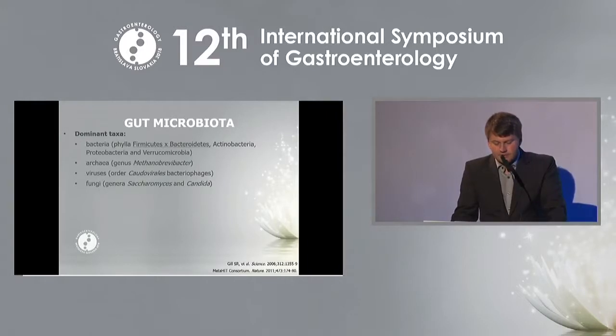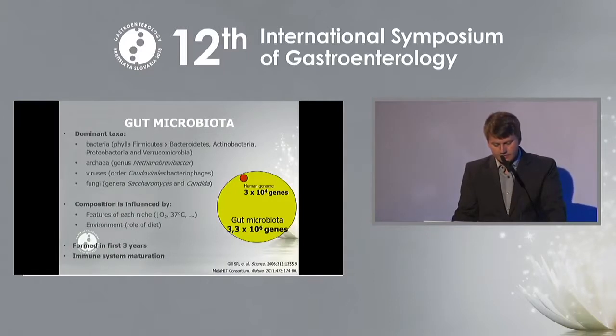So there are mostly firmicutes and bacteroidetes. If you want to see how severe the dysbiosis is, the ratio of those two phyla is quite important. But we must not forget that the gut microbiota is definitely not only bacteria, but also other organisms like viruses or even fungi. And the composition is, of course, influenced by environmental factors.